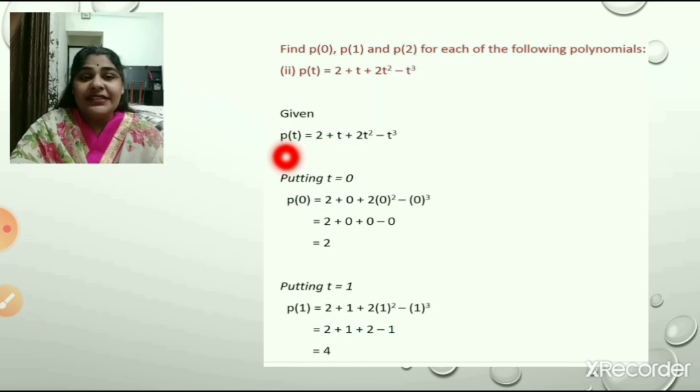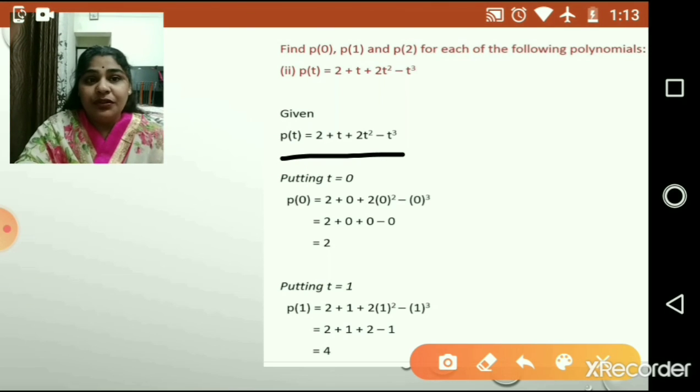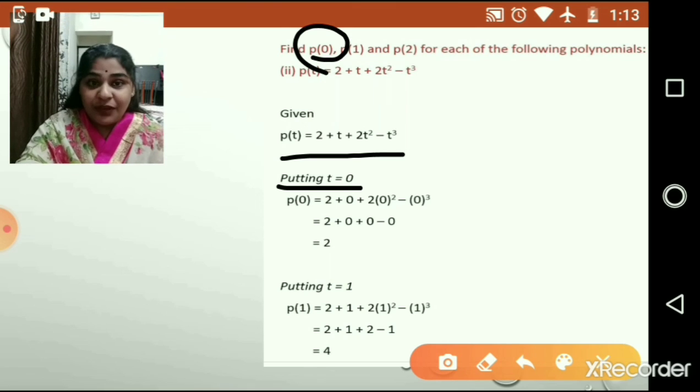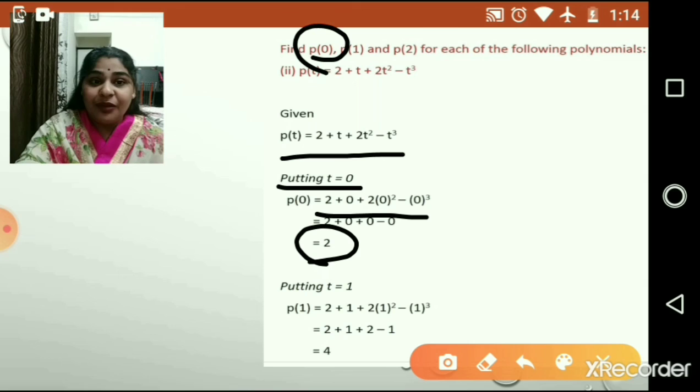So let us see, here it is given p of t is equal to 2 plus t plus 2t square minus t cube, right? So putting t is equal to 0 because we are finding p of 0. So we will substitute variable t is equal to 0. After substituting, you can see here 2 plus 0 plus 2 into 0 square minus 0 cube, which is nothing but 2 plus 0 minus 0, which is nothing but equal to 2. So p of 0 for the given polynomial is 2.